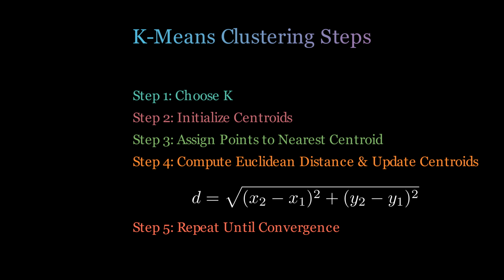The K-means algorithm follows an iterative process. First, it selects random centroids, then assigns each data point to the nearest centroid. Next, it recalculates the centroids as the mean of all assigned points. The Euclidean distance formula, given by d equals the square root of the sum of squared differences between coordinates, is used to measure the closeness of data points to centroids. This process continues until centroids no longer change significantly.